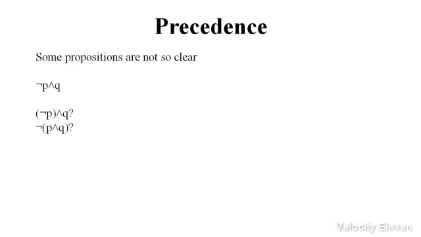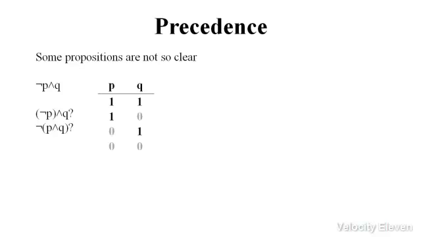So now we're going to talk a bit on precedence, because some propositions are just not so clear. Take this for example, not P and Q. What does this mean? Does this mean the negation of P and Q? Or does this mean the negation of the conjunction of P and Q? Well, these two things aren't the same, and we can see that through a truth table.